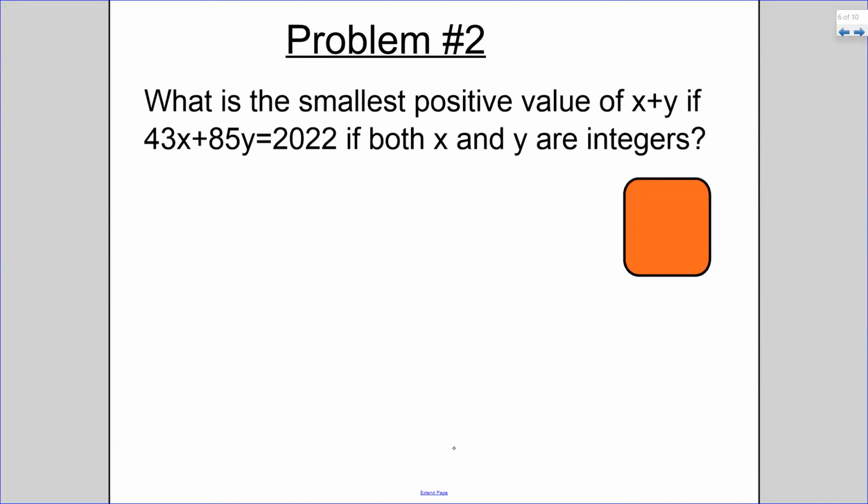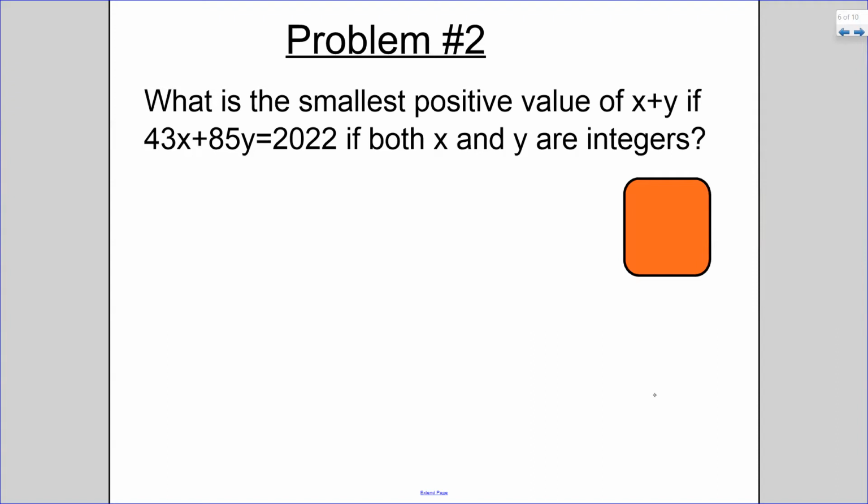Okay, so we want the smallest possible value of x plus y if 43x plus 85y equals 2022, if both x and y are integers. So we're restricted with integers, right? We can't have any fractions here. And we want the smallest positive value. So we don't want to try to just get some big negative sum, right? We want the smallest positive value.